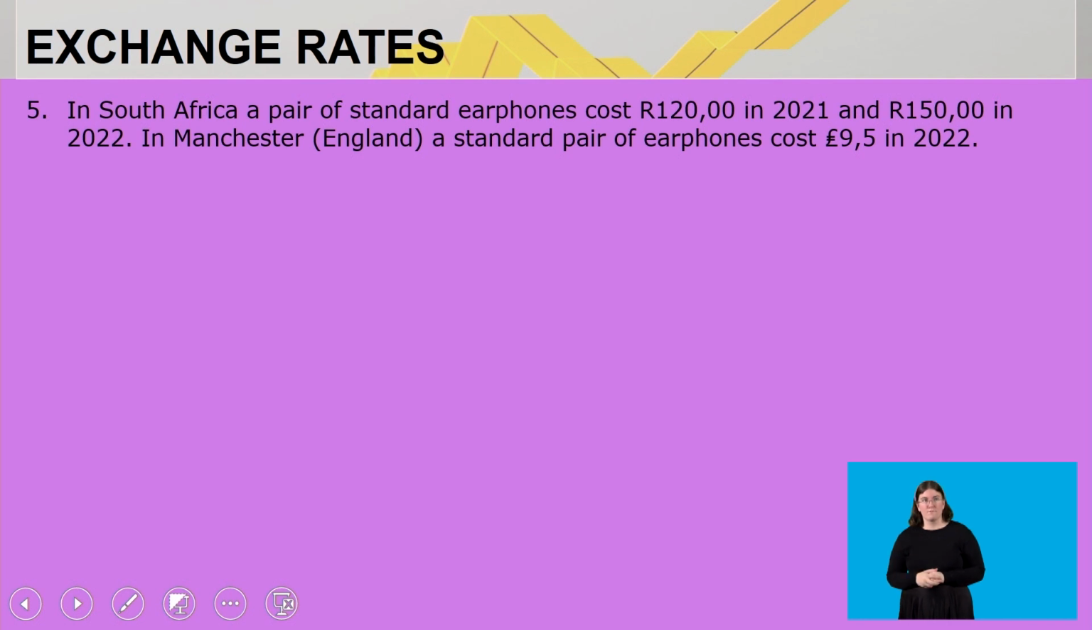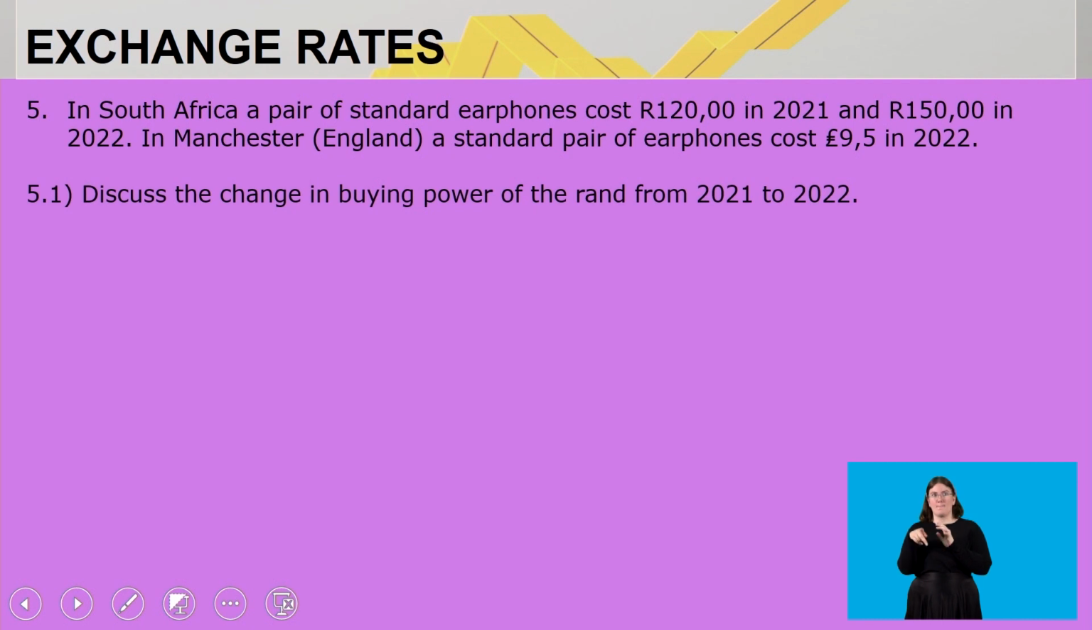Question number 5. It says, in South Africa, a pair of standard earphones cost 120 rand in 2021 and 150 rand in 2022. In Manchester, England, a standard pair of earphones cost £9.50 in 2022. So 5.1, it says discuss the change in buying power of the rand. So the buying power of the rand from 2021 to 2022.